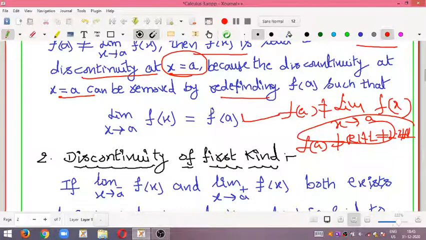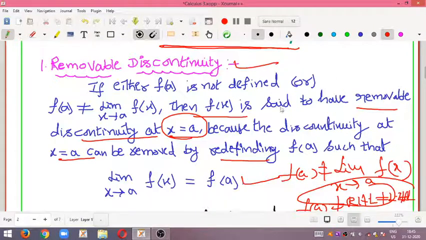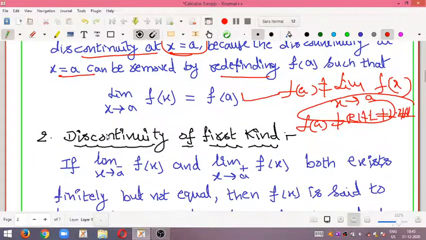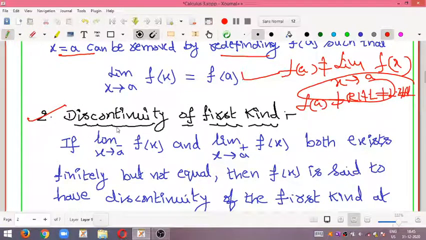Why this? Because this is a removable discontinuity if either f of a is not defined or f of a is not equal to the limit as x tends to a of f of x. So this is about removable discontinuity. If it is clear, I will move on to the next kind, that is the second one, discontinuity of the first kind.